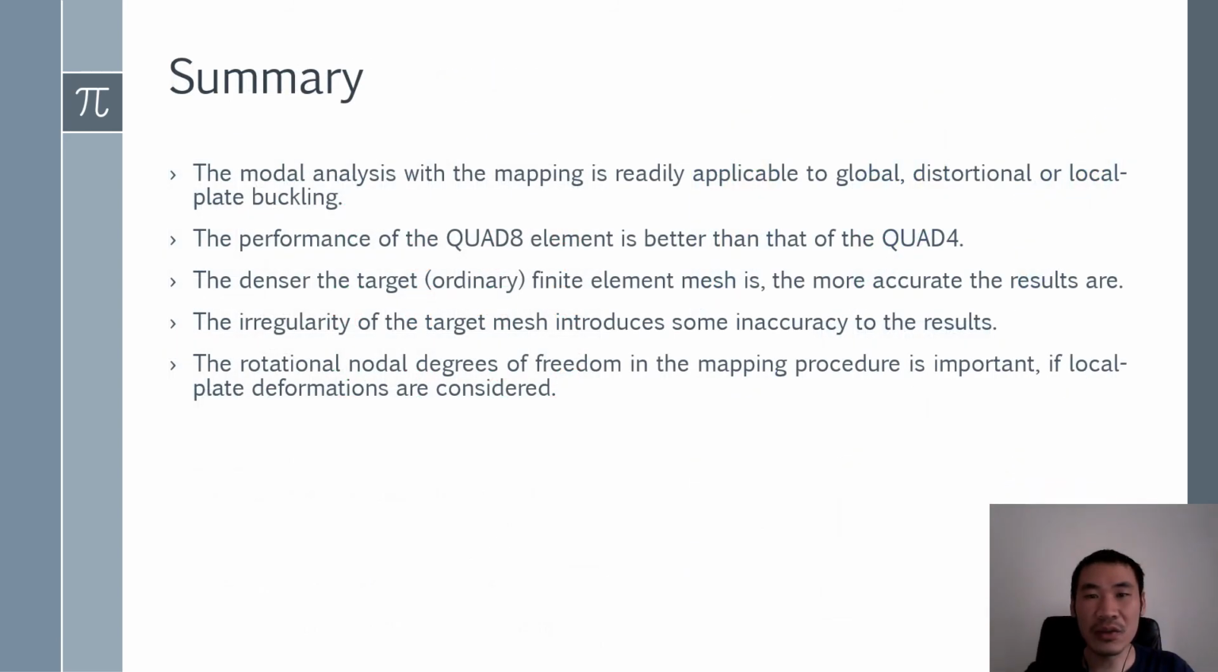Alright, finally I would like to briefly summarize today's presentation. In this presentation, I've introduced the idea and concept of the constraint finite element with space mapping. The idea is already implemented and used for testing some basic numerical examples. As the numerical results have shown, some conclusions can be made: the quad 8 element is better than the quad 4. The denser the finite element mesh of the ordinary element is, the more accurate the results are.